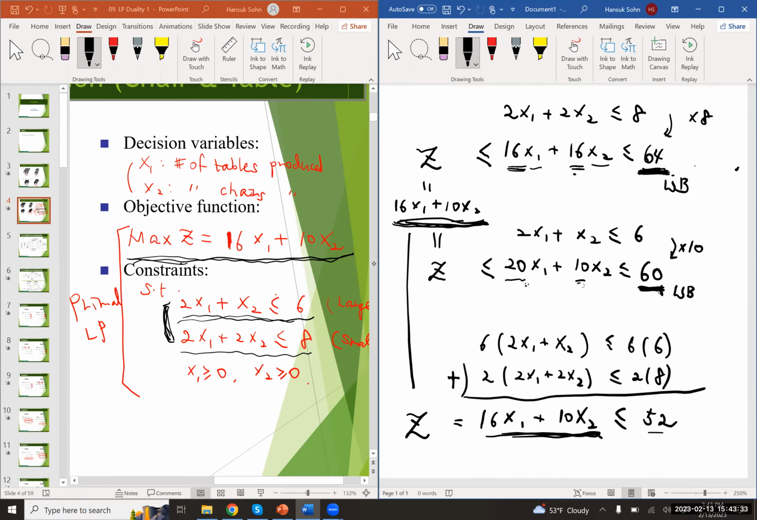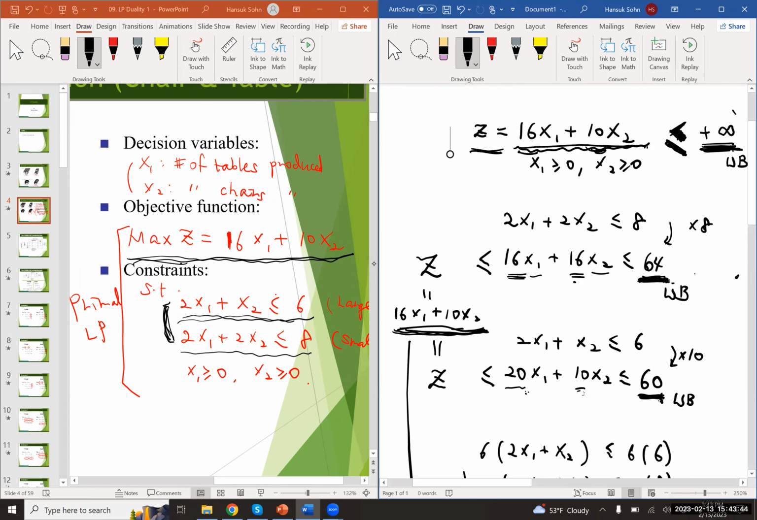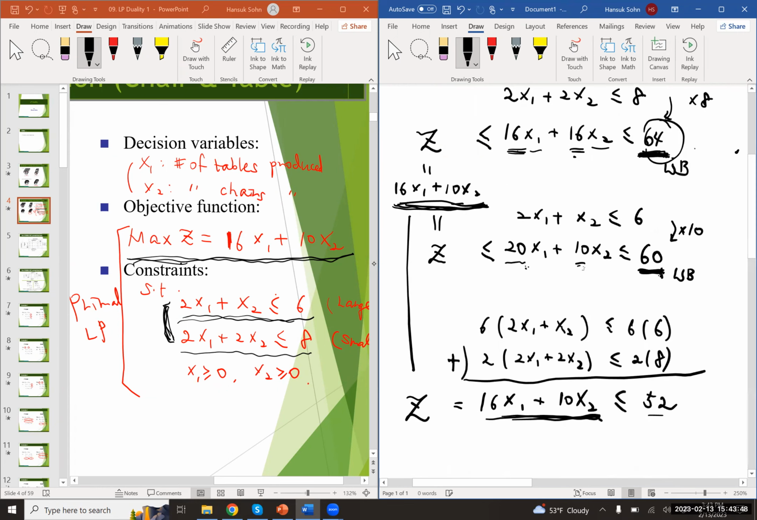So, by the way, did you notice that while we were solving this table and chair maximization problem, we actually used a minimization approach to solve this maximization problem, right? So starting from plus infinity, we got 64, and then 60, and finally we have 52, right? And this minimization problem we solved is what is called the dual to the maximization primal LP problem.